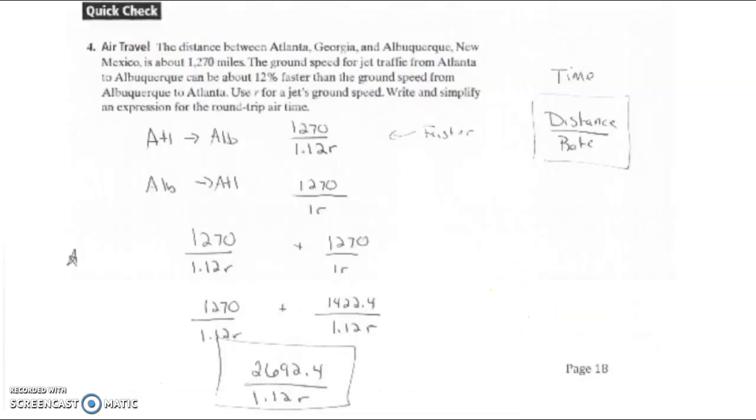Here we're traveling from Atlanta to Albuquerque, New Mexico, and the trip is 1,270 miles. So notice we've got distance over rate equals time, again, just like in our previous problem, and our distance is not going to change. But our rates are a little faster going from Atlanta to Albuquerque than the reverse. So we set up our fractions, and then we find a common denominator, and then we add our numerators and slide our denominator for a value of 2,692.4 over 1.12r.